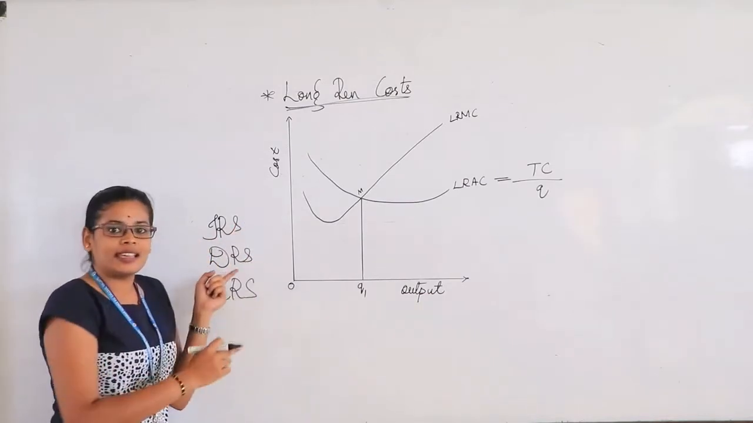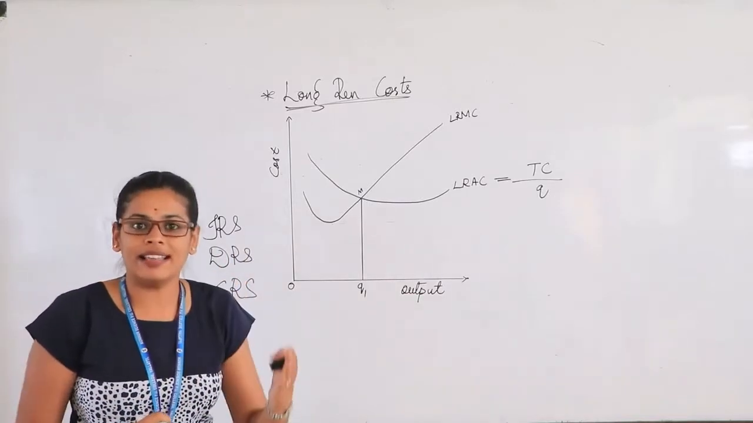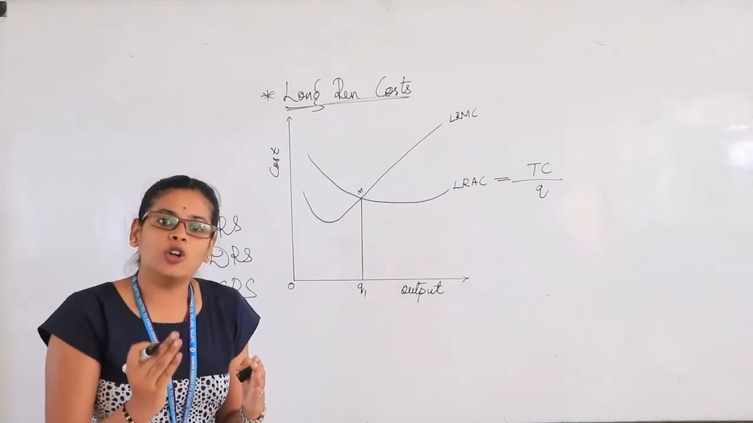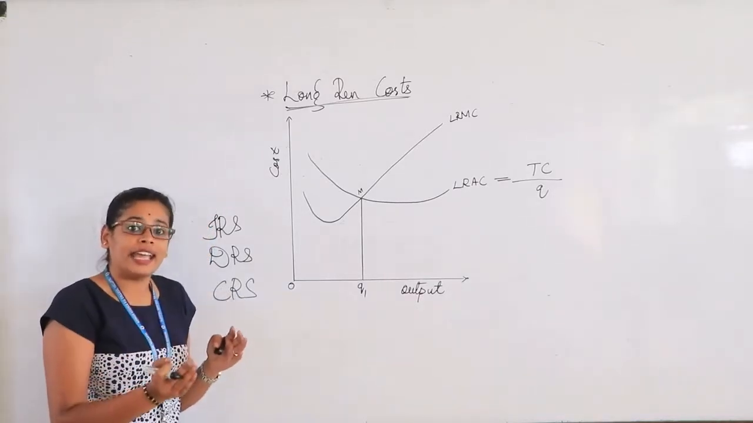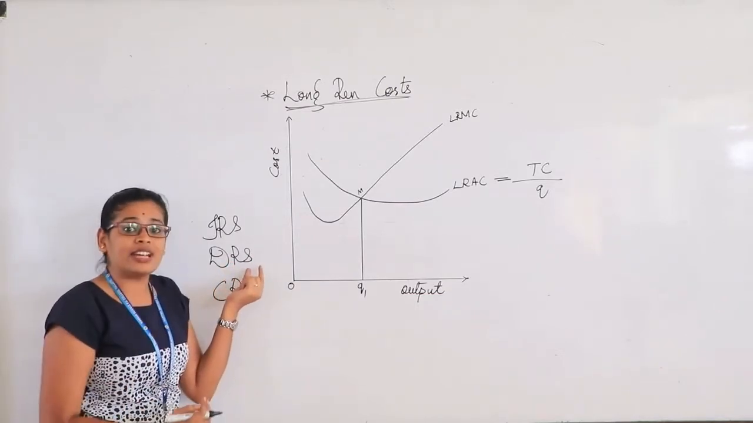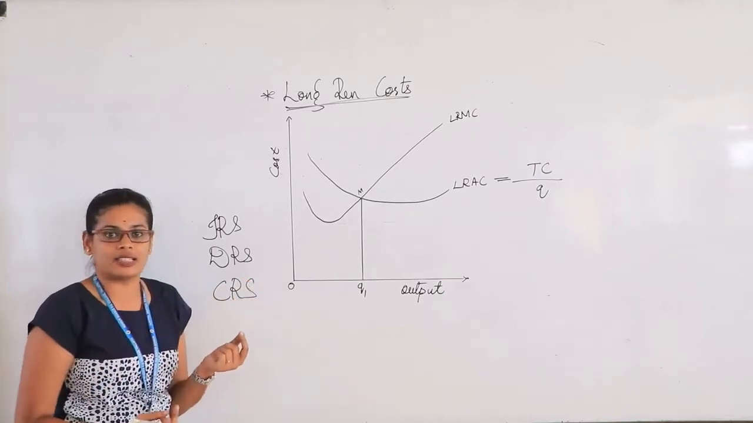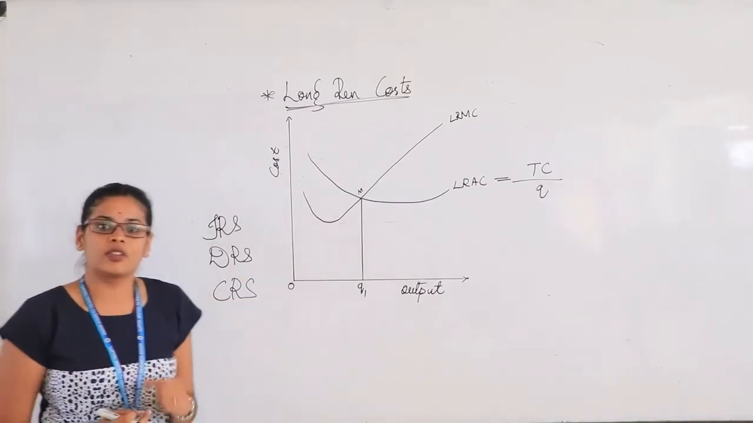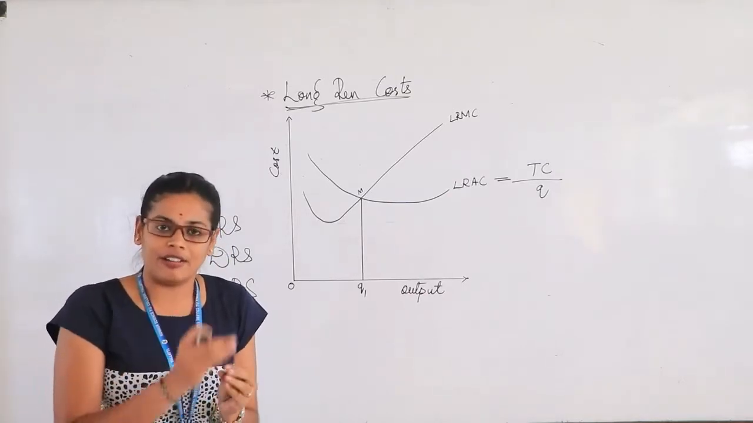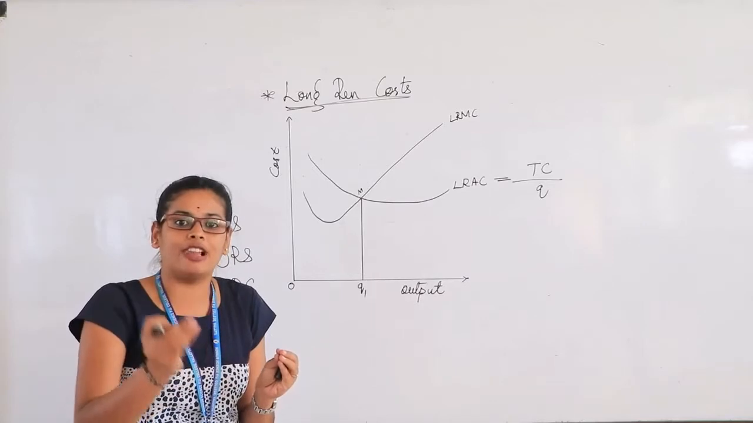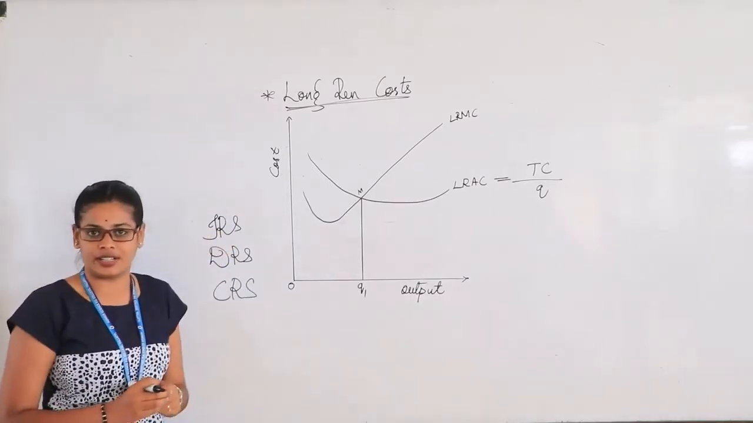The DRS is opposite to the IRS. What is happening here? You have doubled the inputs, but the output is not the same. So you are not getting double. There is a decrease in the output. That's the reason we call it decreasing returns to scale. And in CRS, constant returns to scale, whatever the proportion of input you have used, the same proportion of output you are receiving. That's the reason we call it constant returns to scale.